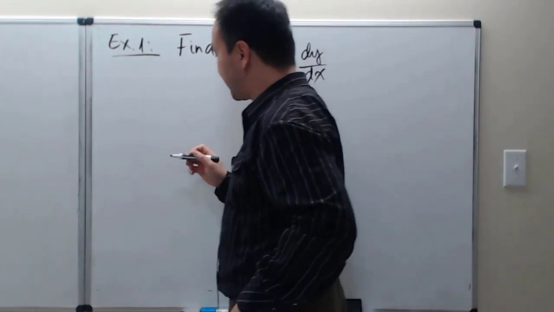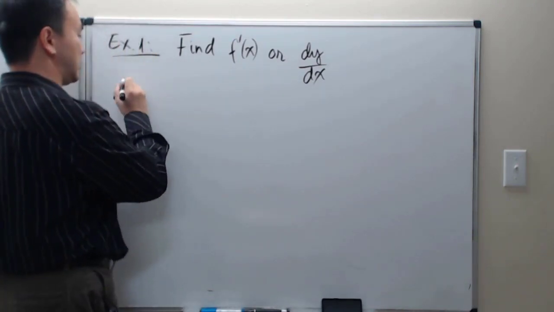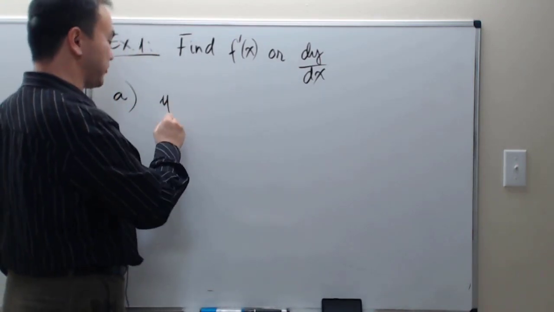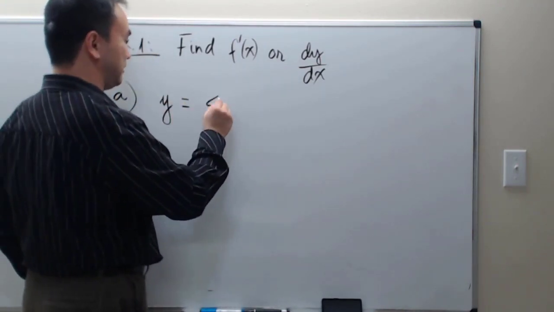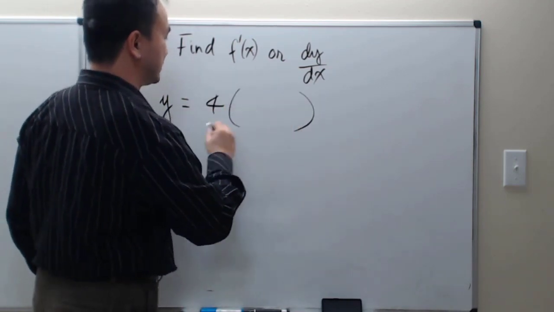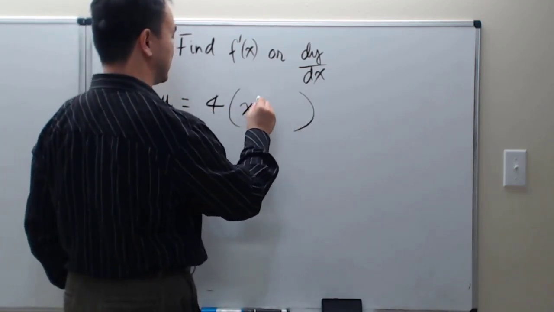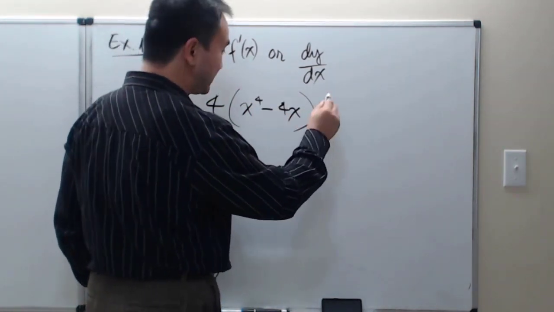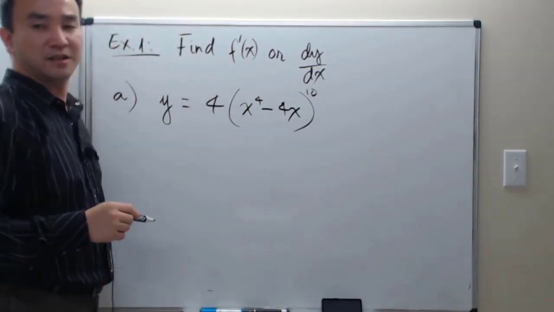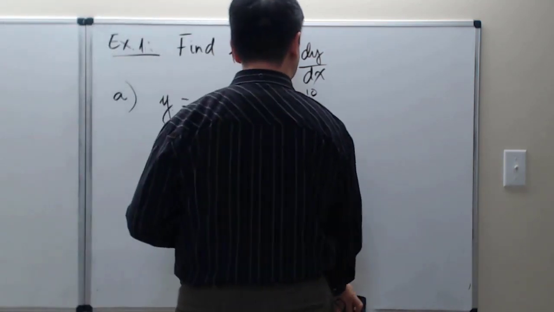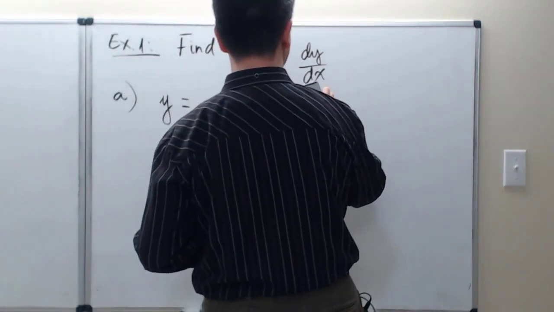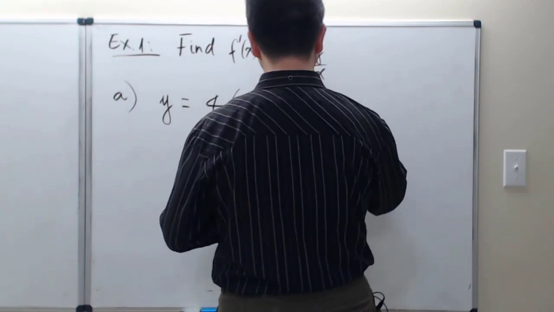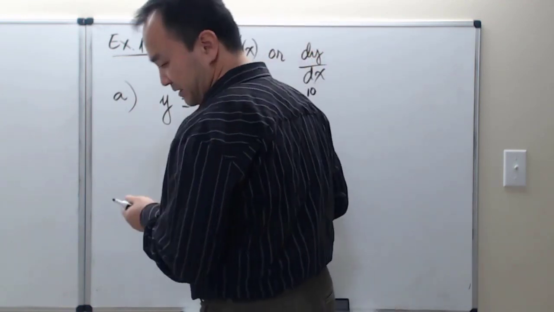So for part A of the example, we are looking at our given function as being 4 times the quantity x to the 4th minus 4x, raised to the 10th power.